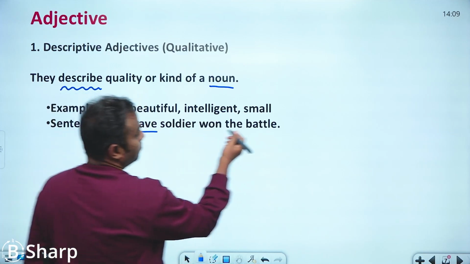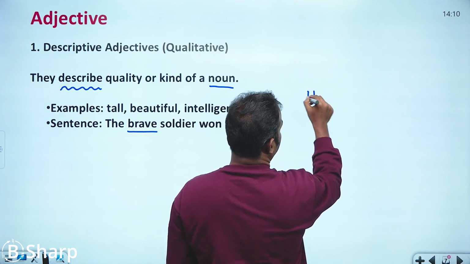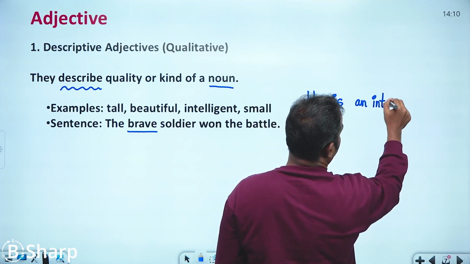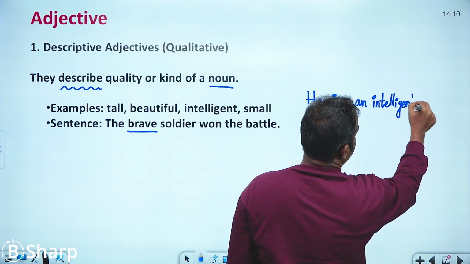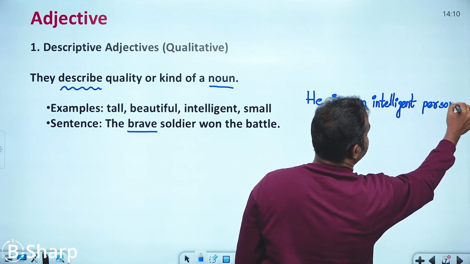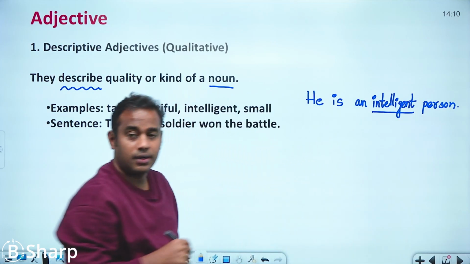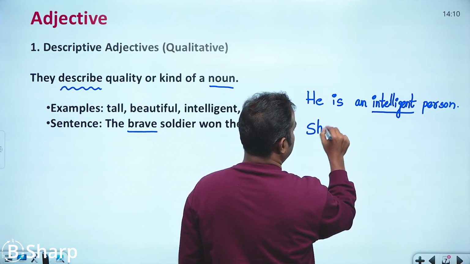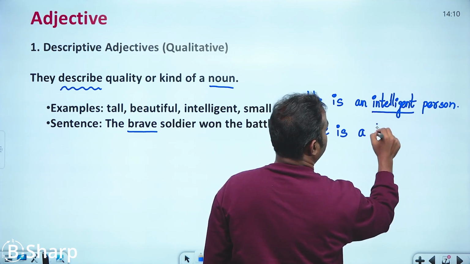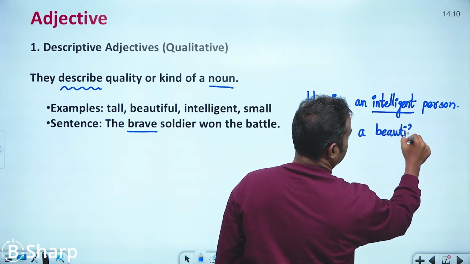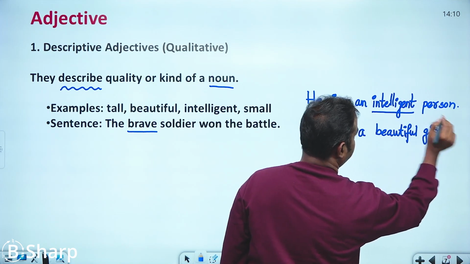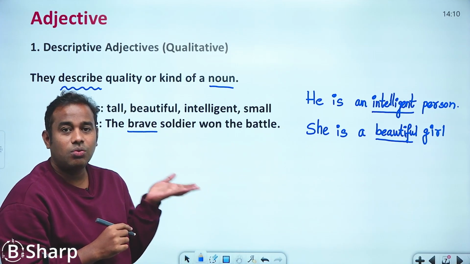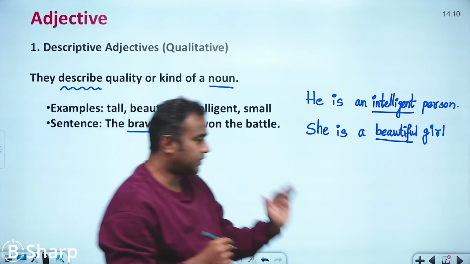Now I will write one more thing here. For example, he is an intelligent person. Here intelligent is basically describing him. He is an intelligent man. Likewise, she is a beautiful girl. Okay, beautiful girl. What you are doing here is describing the quality of that respective person. So that is called a descriptive adjective.